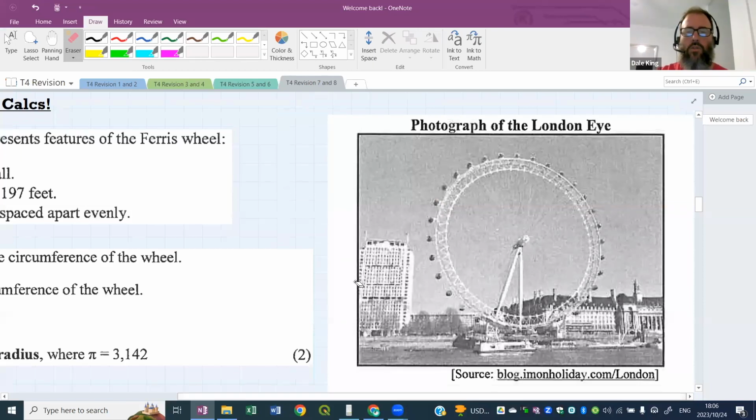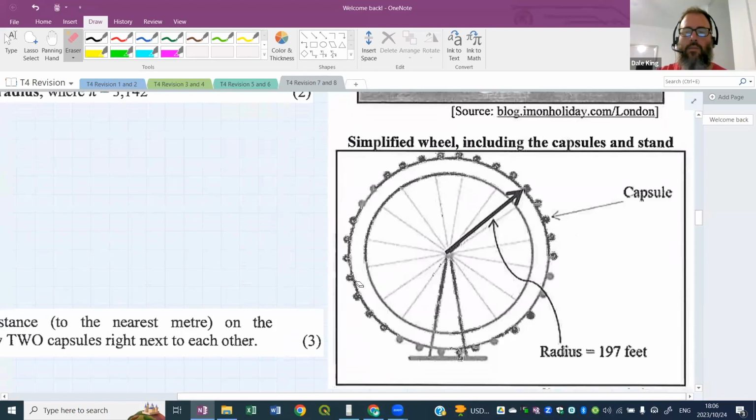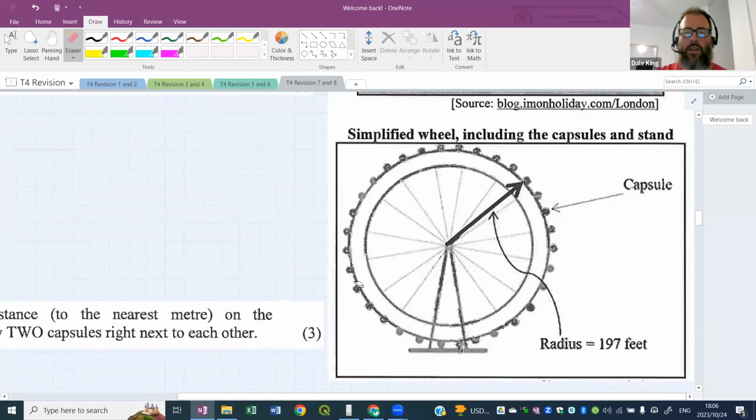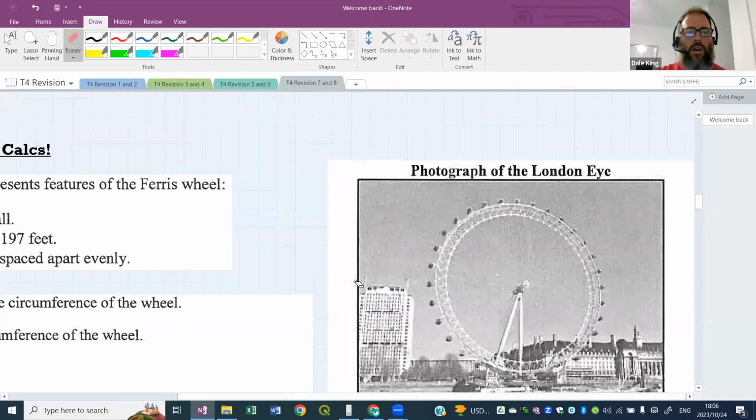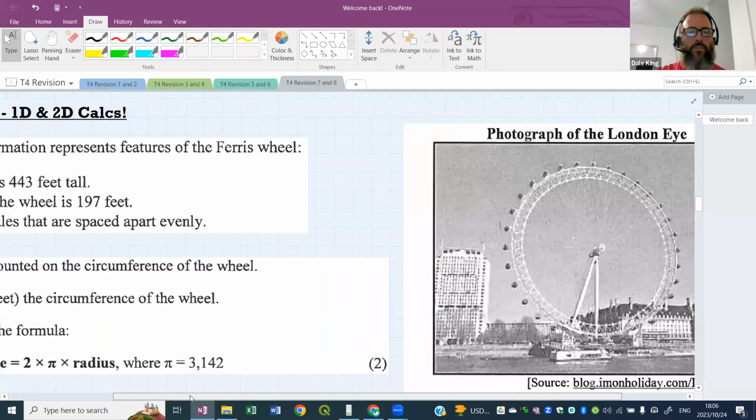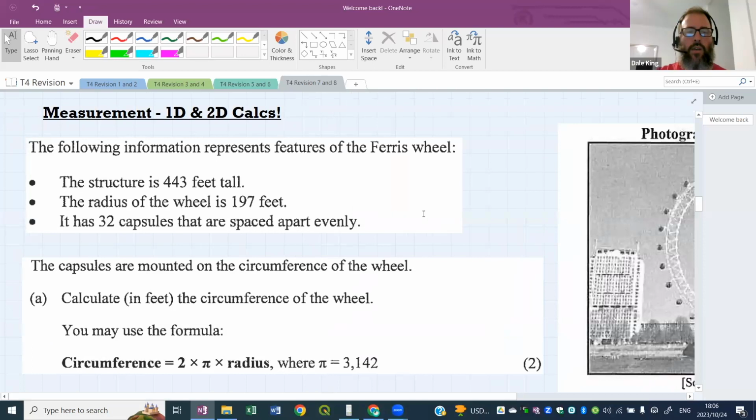Okay, if I scroll down a little bit, there is a diagram with information on it. So it's a wheel with capsules in it or on it and a radius of 197 feet. Okay, so that's the scenario. Let's see what questions they have for us.